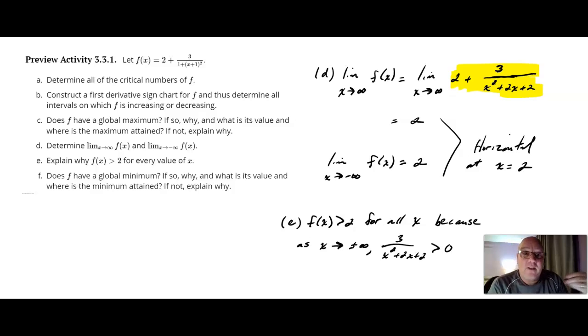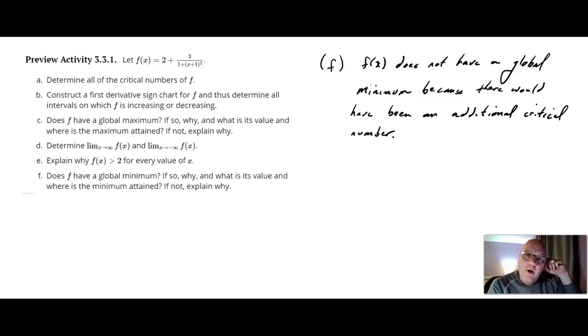And that brings us to the final part, part F. This is a really smart question. It says, does f have a global minimum? I feel like they're kind of baiting us here. Like, we think it should have a global minimum, or how do we know that it doesn't?